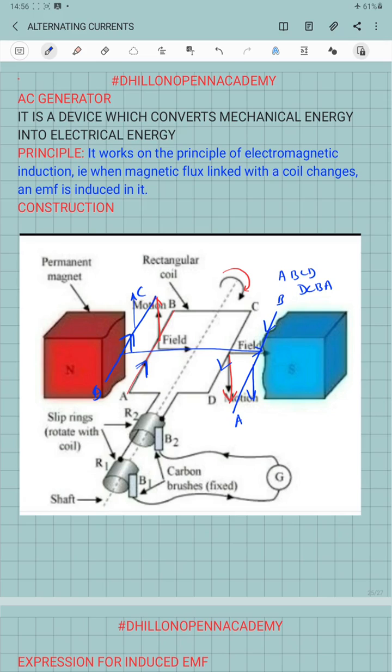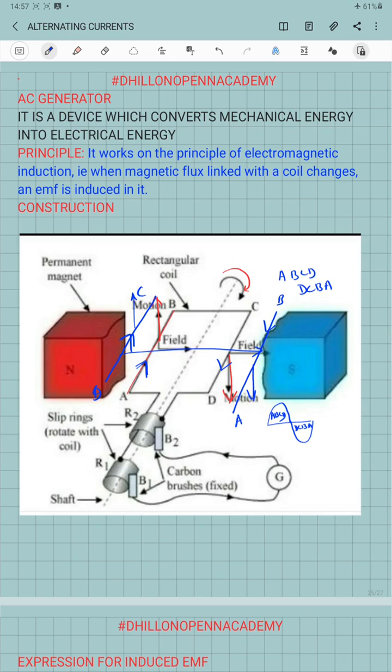So this generator produces a current which is continuously reversing its polarity after every half rotation of the coil. We call this type of current alternating current, or the EMF induced in the coil is the alternating induced EMF. So in one half rotation of the coil, current is produced moving in direction ABCD, and in the next half rotation of the coil, the current reverses direction and flows in the DCBA direction. So in one complete rotation of the coil, one complete AC cycle is produced.